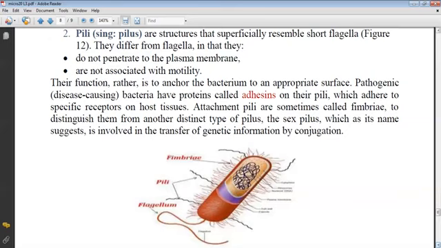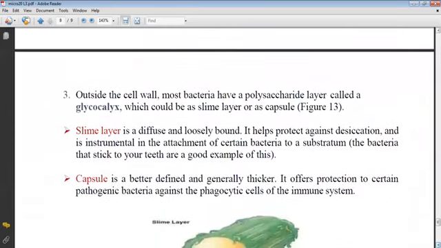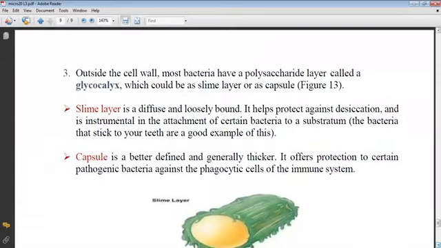in the transfer of genetic information by conjugation. And the slime layer. Even outside the cell wall, most bacteria have a polysaccharide layer called the glycocalyx, which could be a slime layer or a capsule.